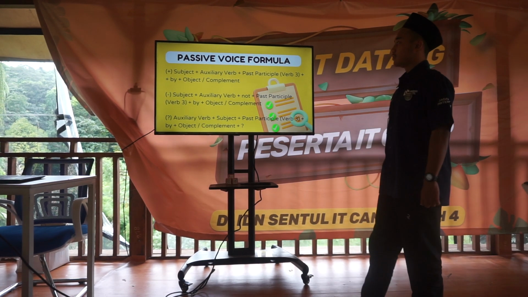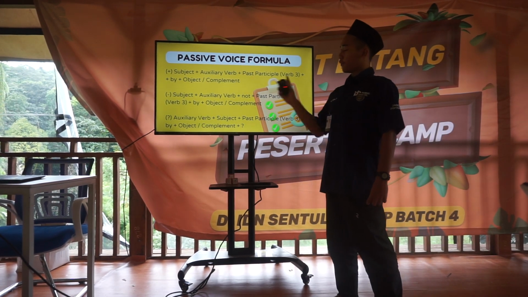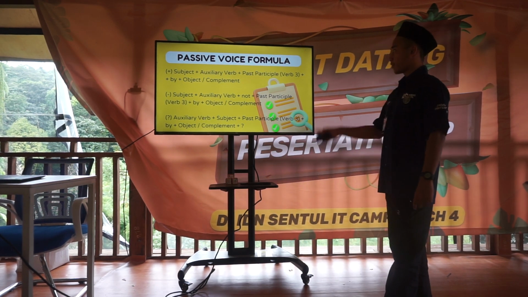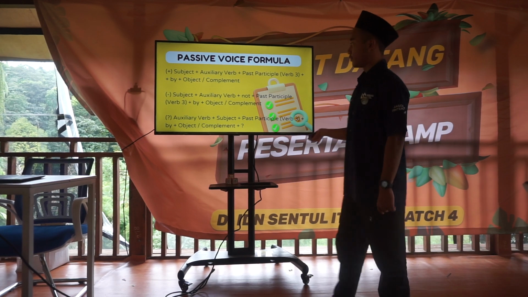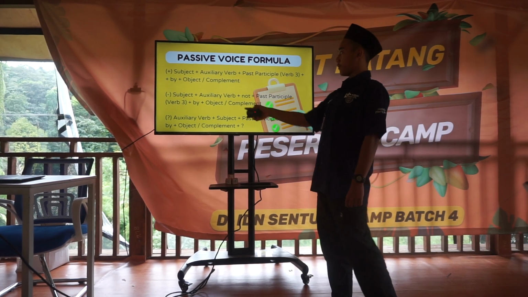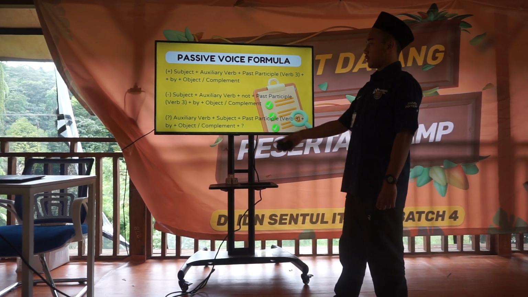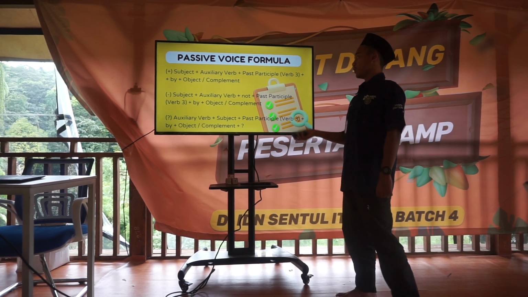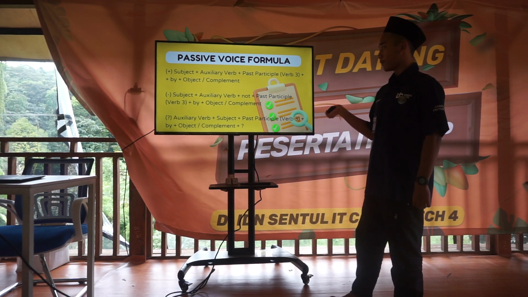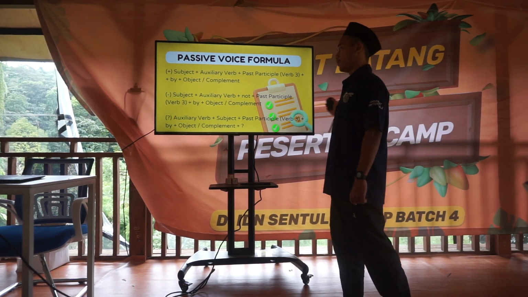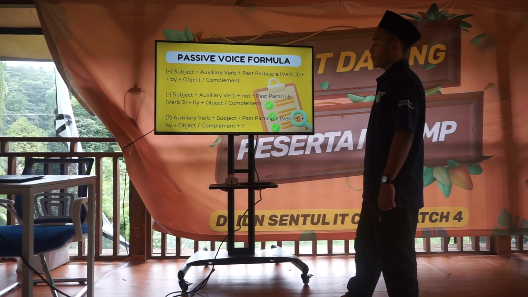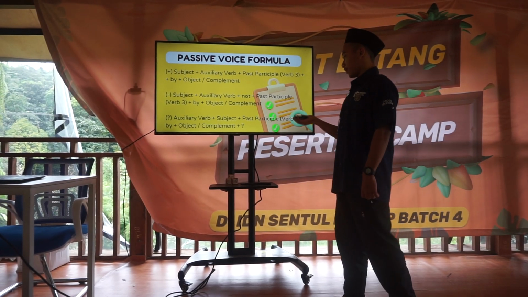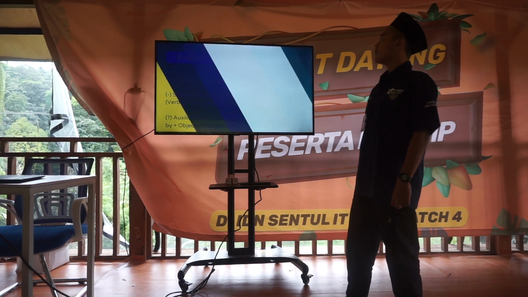For the passive voice, for the positive, it's subject, then auxiliary verb, then verb 3 plus by plus object or complement. For the negative, subject first, then auxiliary verb plus not, still with past participle plus by and the object or complement. And for the interrogative, auxiliary verb, subject, past participle, and by, and continue.